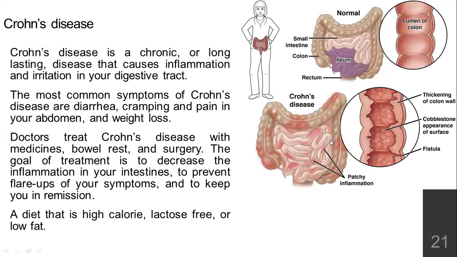The goal of the treatment is to reduce the inflammation of your intestine as much as possible and prevent flare-ups of your system as well. Sometimes flare-ups will happen. You have contained the inflammation for the time being, but after a few weeks, the inflammation restarts. That is a flare-up. The diet is high calorie, lactose free, and low fat. So a high carbohydrate, high protein diet is given. So that's about Crohn's disease.